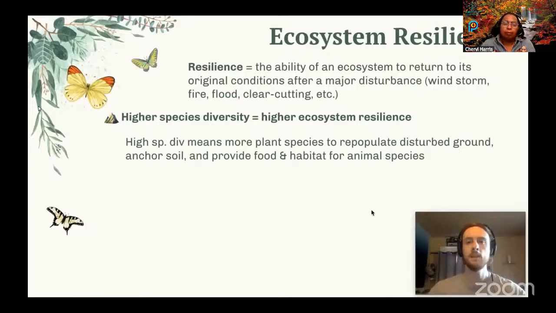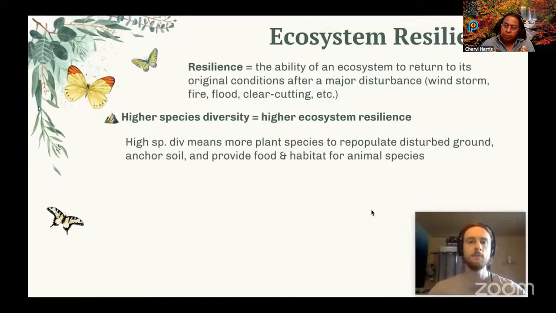And that's because if there are a wider diversity of plants present in a given area, there's a higher likelihood that they're going to quickly return. And when plants return, they anchor the soil, so they prevent soil erosion. They keep the valuable microbes and decomposers in the soil to help recycle nutrients. They're also going to provide shelter and food for different animal species to return. So again, the more diverse the plant species in an area, the more quickly it can respond from a disturbance.